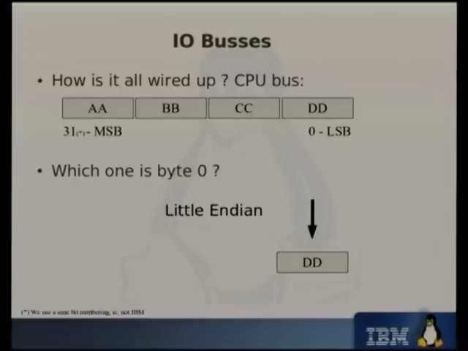The interesting question is, which of those bytes is supposed to be byte 0? Which of those 4 bytes is supposed to land at the smallest address in memory? On big endian, it's going to be the top one. On little endian, it's going to be the bottom one, the LSB.